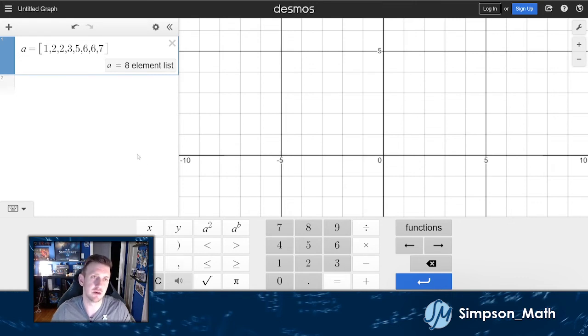Desmos will then tell you how many elements are in that list, which is helpful if you know that there's supposed to be 8 and you realize you just have 7 for some reason, maybe you missed a comma. If you had multi-digit numbers and you knew there was supposed to be 8 and you had 9, well, you might have an extra comma somewhere. Go through and find it.